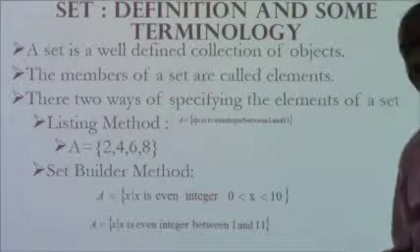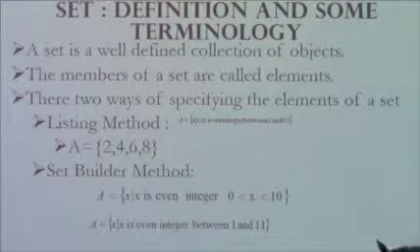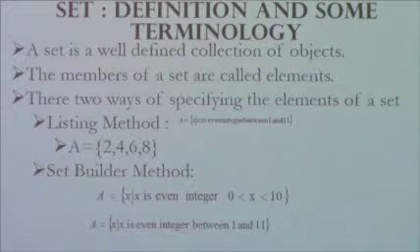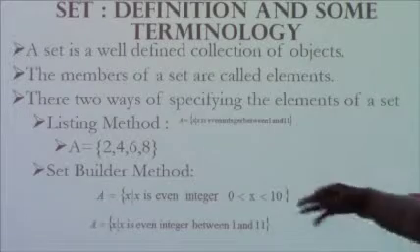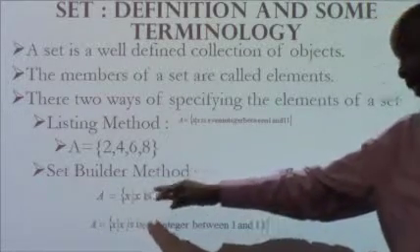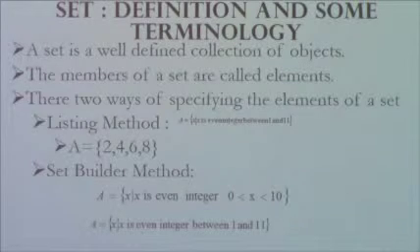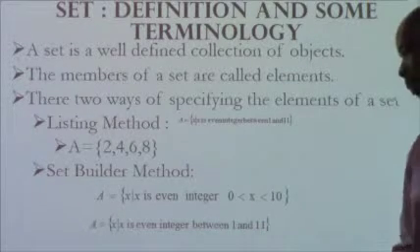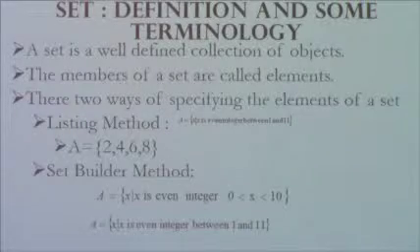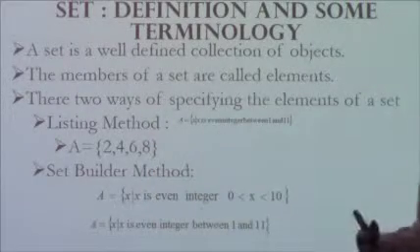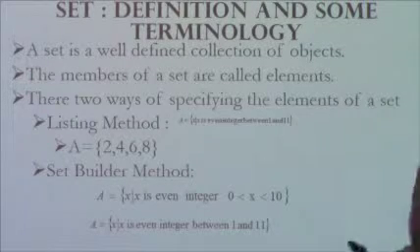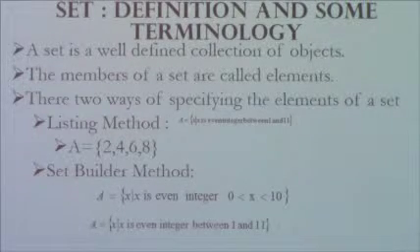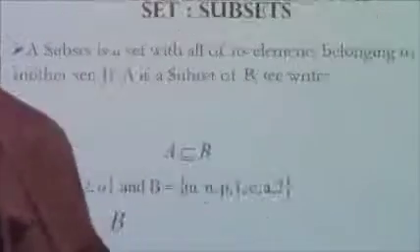Another way we could do a set is to use what we call the set builder method. So we don't actually list every element. We do some kind of symbolic representation of the elements of the set. For example, we say A is a set of X such that X is an even integer and X is between 0 and 10. So the even integers between 0 and 10 will actually be 2, 4, 6, and 8. So this is basically the same set, it's just defined differently. Another way we could define it is X is an even integer between 1 and 11, which will again be 2, 4, 6, 8, 10.